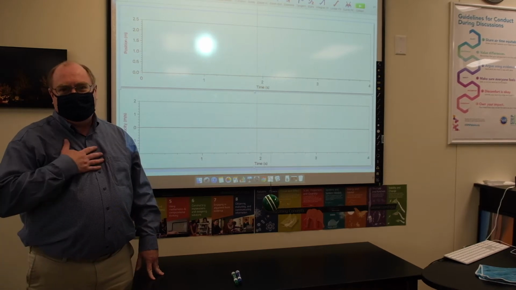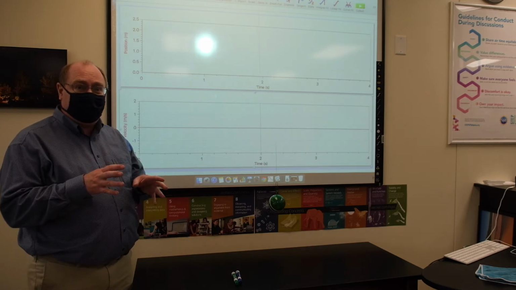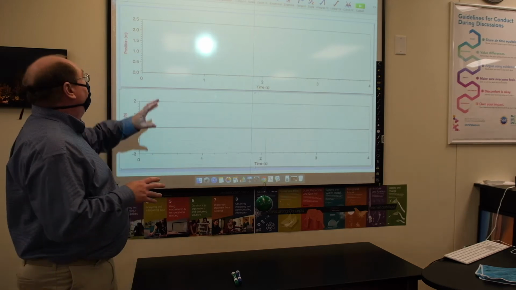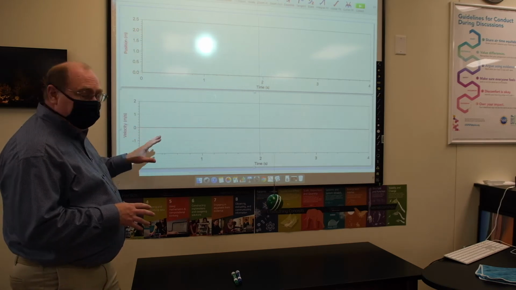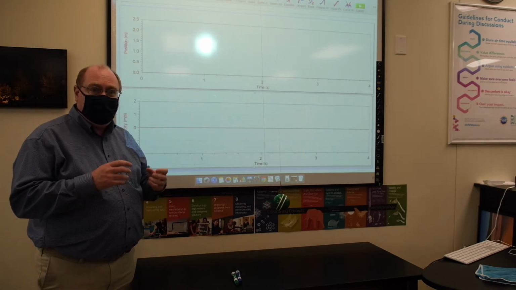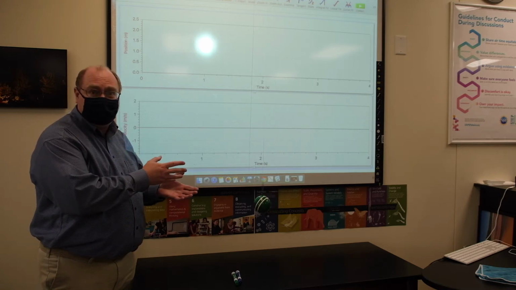Hi everyone, Mr. Lee, and we're still talking about position time graphs and velocity time graphs. We got a position time graph at the top and a velocity time graph at the bottom, but this time, instead of using a cart with the Sonic Ranger, we're going to use a pendulum with the Sonic Ranger.